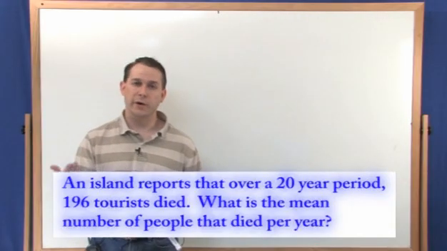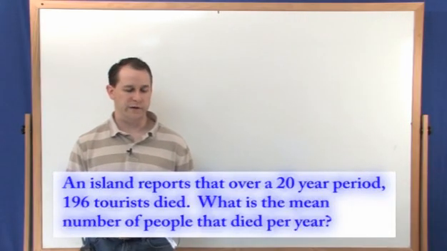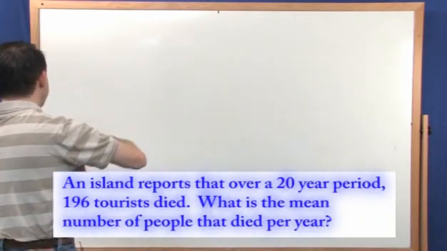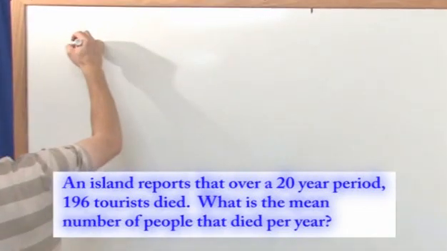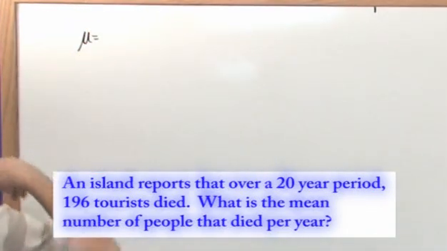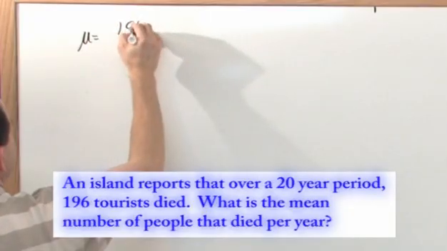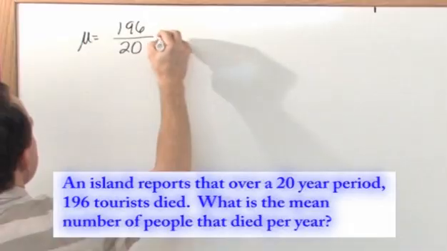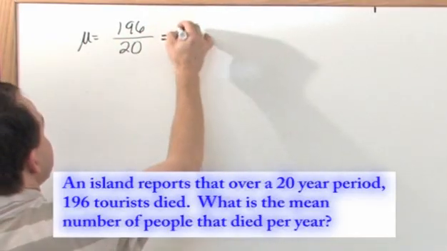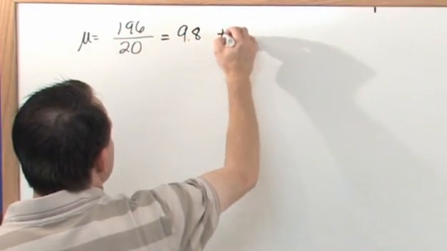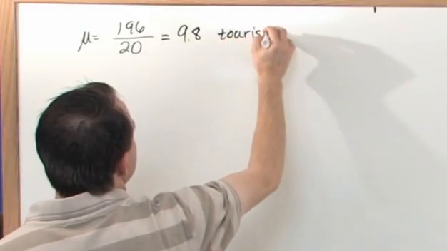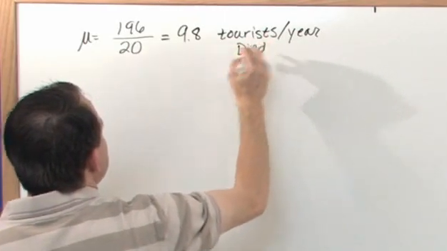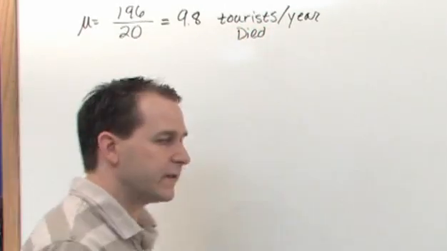And then we're going to use that number to go ahead and find the Poisson distribution and calculate one of the probabilities here. So we're going to use the information to calculate the mean number of people that have died per year. So to find that, the mean number of people per year is going to be 196 people died divided by a 20-year period. So it's people per year, okay? And when you do that, 196 divided by 20, you'll find that 9.8 tourists per year died on that island. So that is what mu is, okay? So that's just the first part of the problem.